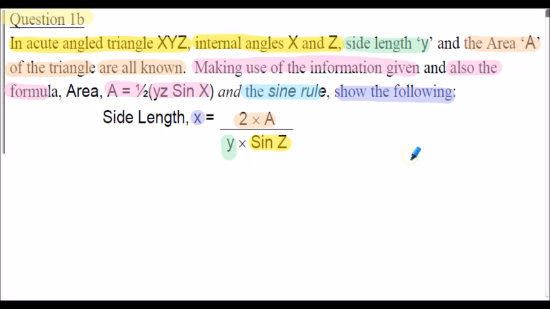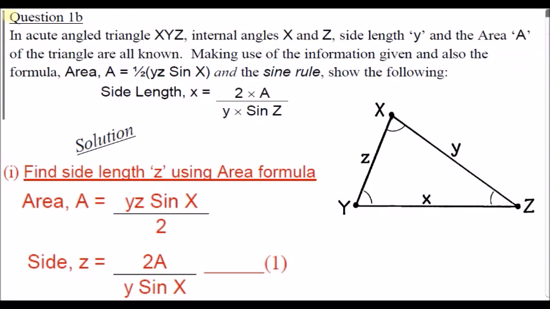I would encourage you to stop the presentation and attempt question 1b, initially commencing with a sketch of an acute angled triangle, having angles labelled capital X, Y and Z, and then try and solve the problem as outlined above. The full worked solution is shown on the following slides. Here's question 1b, commencement of the solution. Initially we're going to determine side length z from the area formula as stated in the question. We simply multiply by 2 and divide by y sine x. That forms what's stated as equation 1 here for side length z.